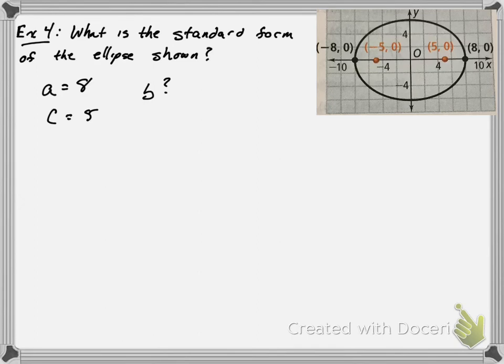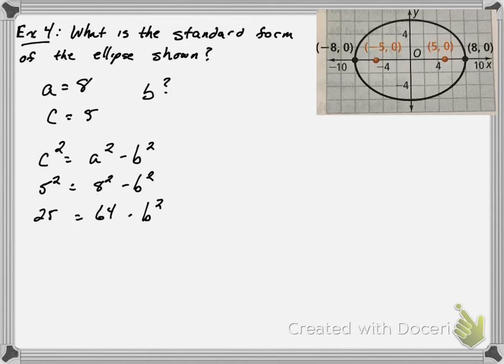C squared equals A squared minus B squared. So 5 squared equals 8 squared minus B squared, and let's solve. So we get 25 equals 64 minus B squared. Subtract 64 over, you get negative B squared equals negative 39, so in other words, B squared equals 39.